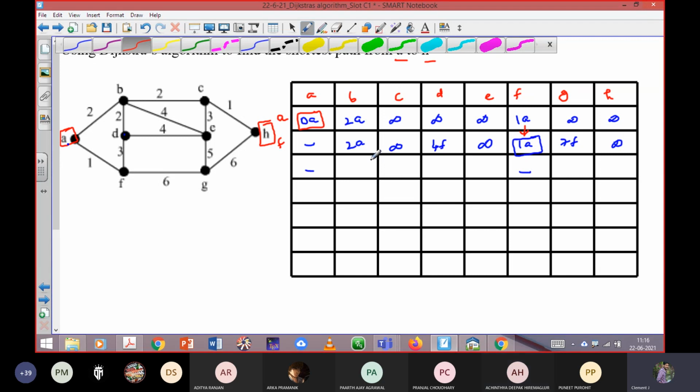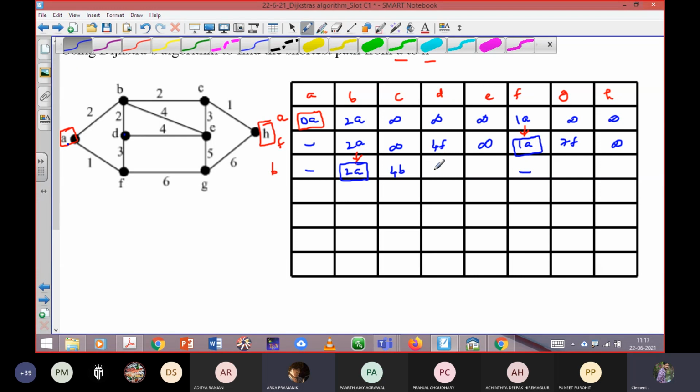B, sir. Very good. B vertex should come, so I can make a box of that value 2A, and it should come down. So I put 2A here and then make a box. Now B to C: 4B.